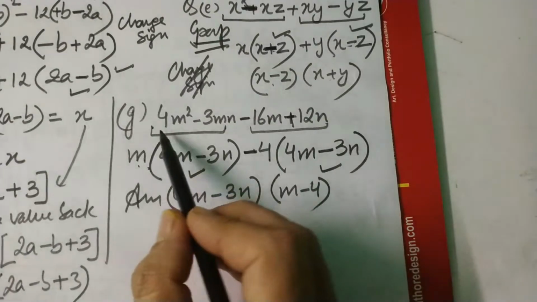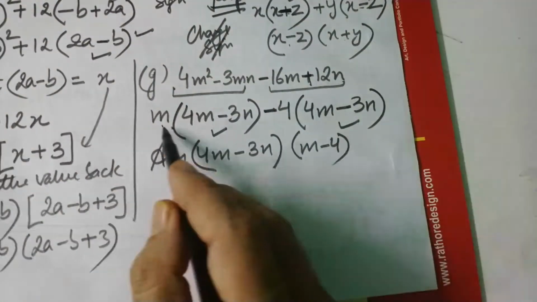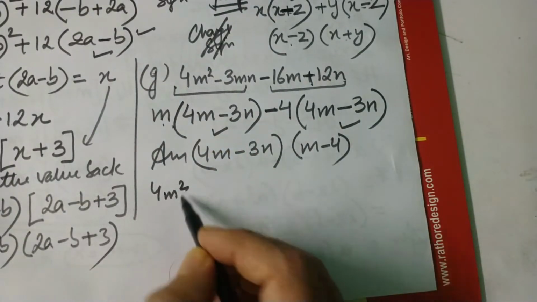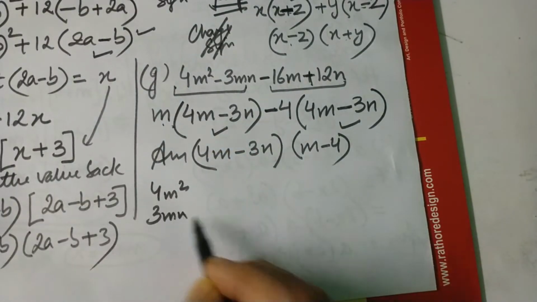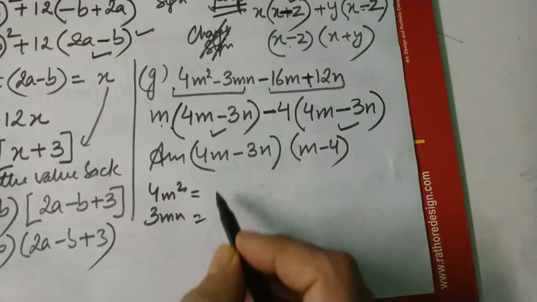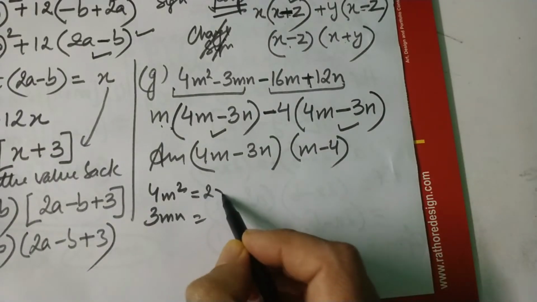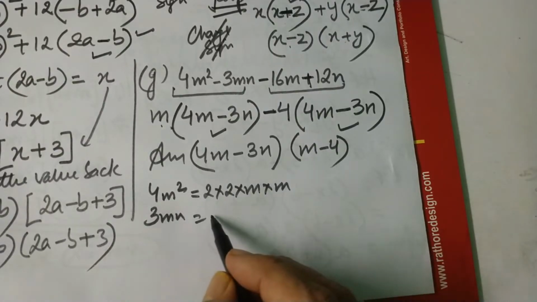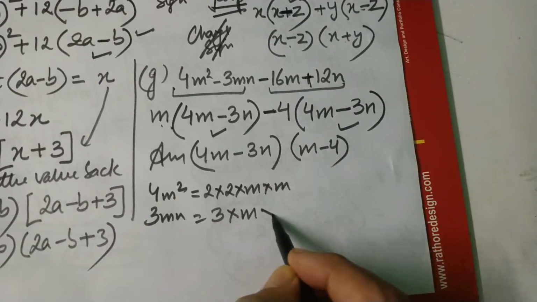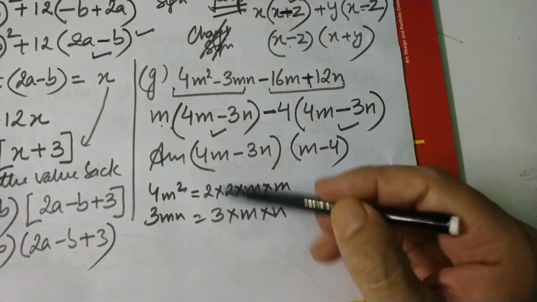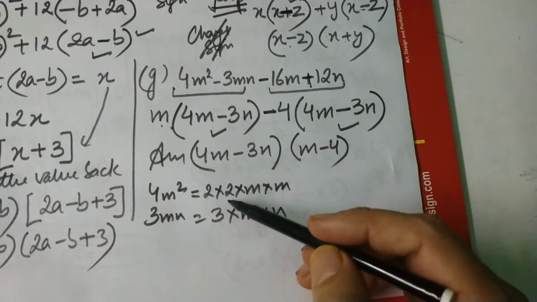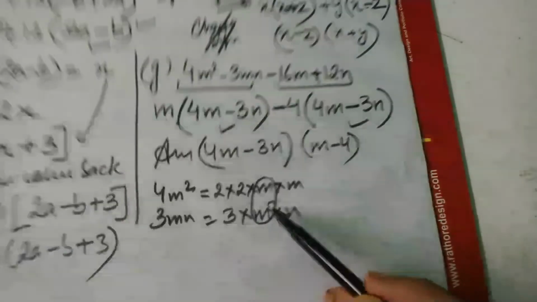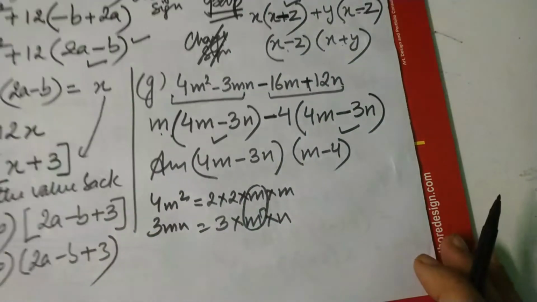Now quickly, in this number what is common? I am explaining how this bracket came. So first write this number, 4m square and 3mn. What are the factors of this? 2 into 2 prime factors, m into m. Factors of 3 are 3 into m into n. What is common now in between? 2 is not common, 3 is also not common, only m is common. So this m I took here as the common.